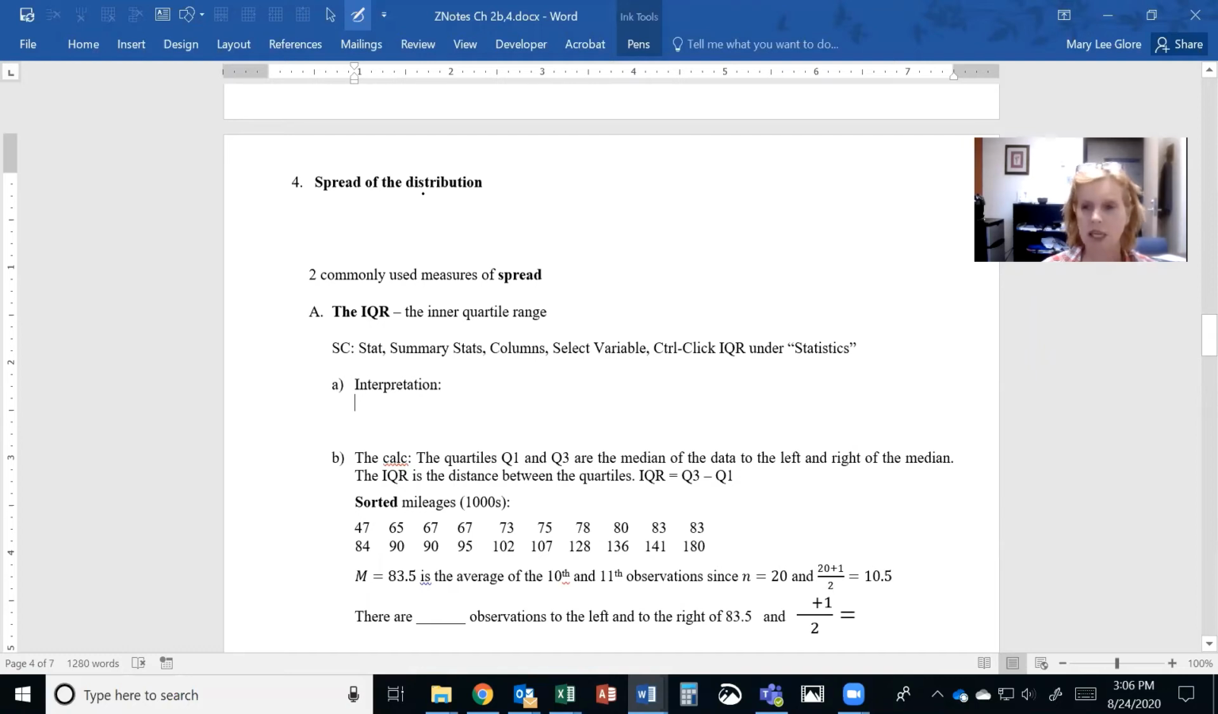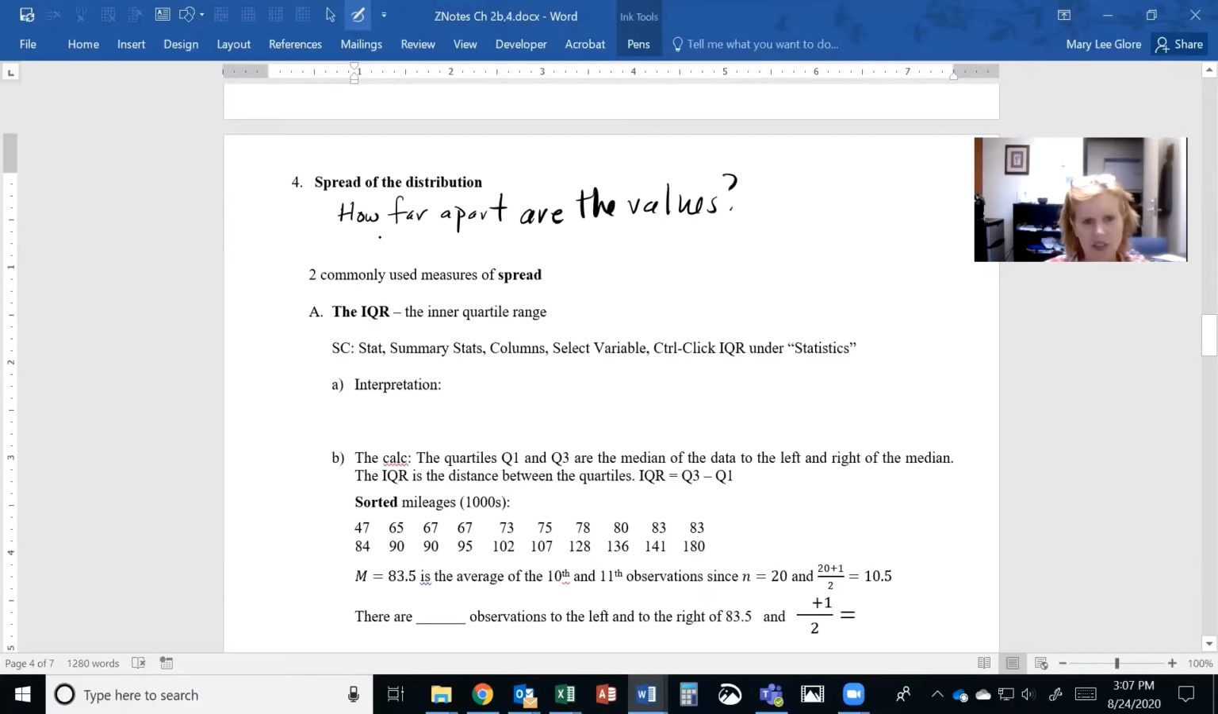We talked about the median, which is where half of the values are less and half are greater, and the mean, which is where we add up all the values and divide by the number. Now we're going to talk about another set of statistics which measure the spread. So I've got my middle, so how far apart are those data points? How far apart are the values in the data set?